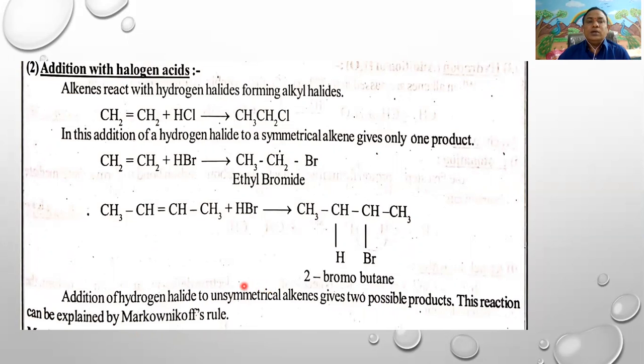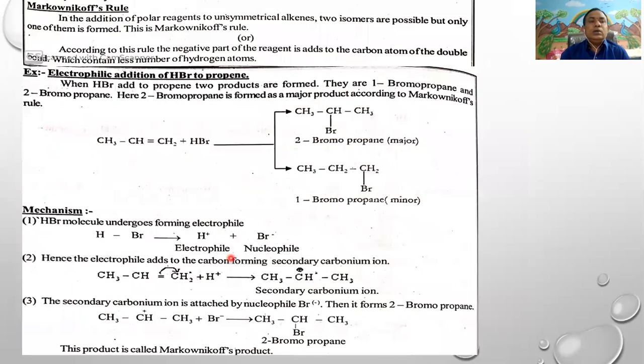Once again, generally addition of hydrogen halide to a symmetrical alkene gives only one product, but addition of hydrogen halide to an unsymmetric alkene gives two possible products. This reaction can be explained by Markovnikov rule, which is an important rule.